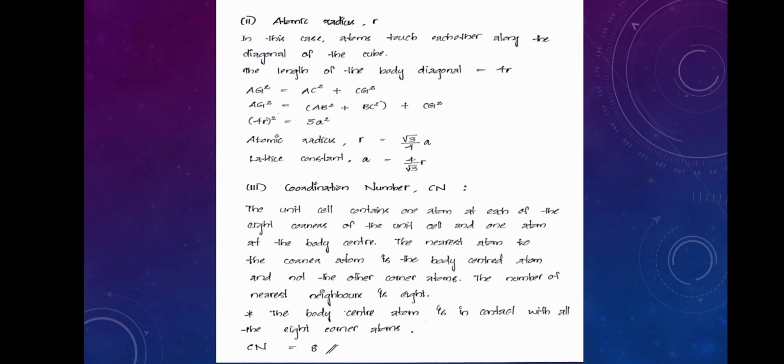The unit cell contains 1 atom at each of the 8 corners of the unit cell and 1 atom at the body center. The nearest atom to the corner atom is the body-centered atom and not the other corner atoms. The number of nearest neighbors is 8, so the coordination number is equal to 8.